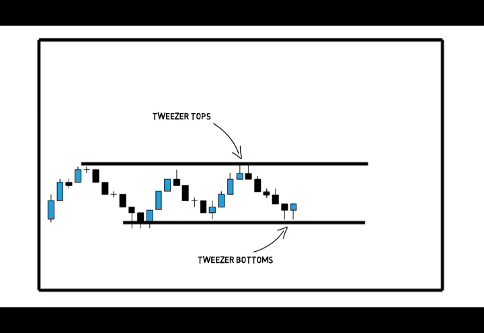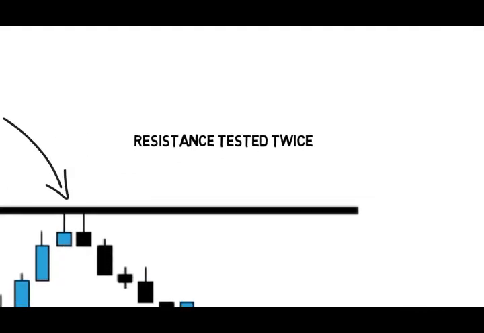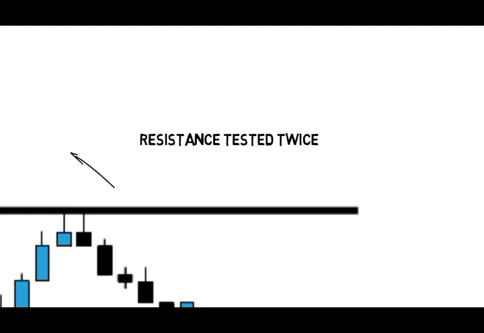The best thing about Tweezer tops and bottoms is that the signal clearly shows a strong support or resistance. Remember that any support or resistance level gets stronger the more times it has been tested. And with this candle signal, you get 2 tests in a row, which makes the support or resistance level even stronger than before.